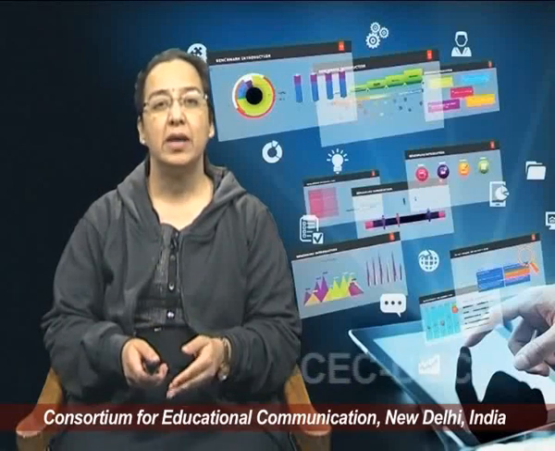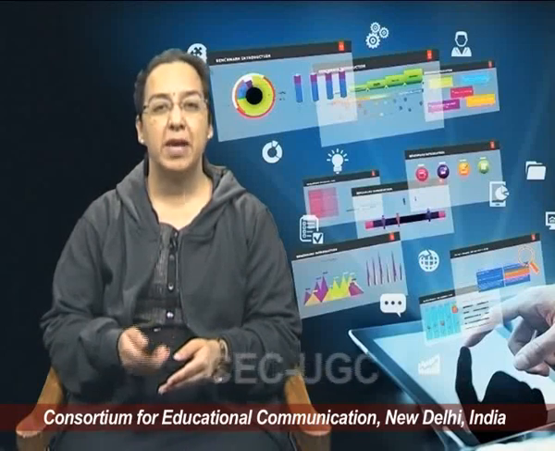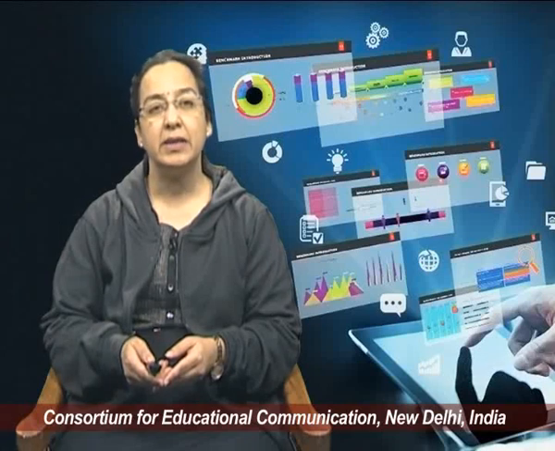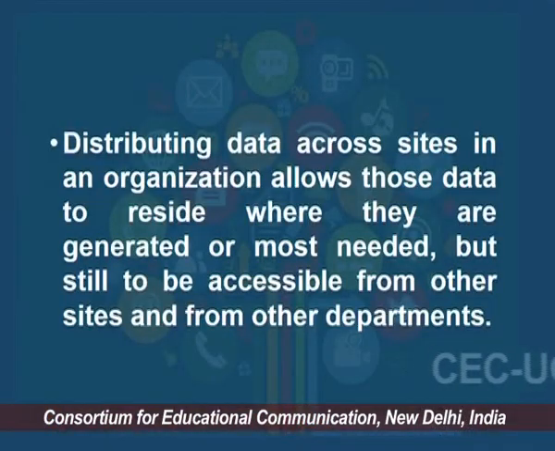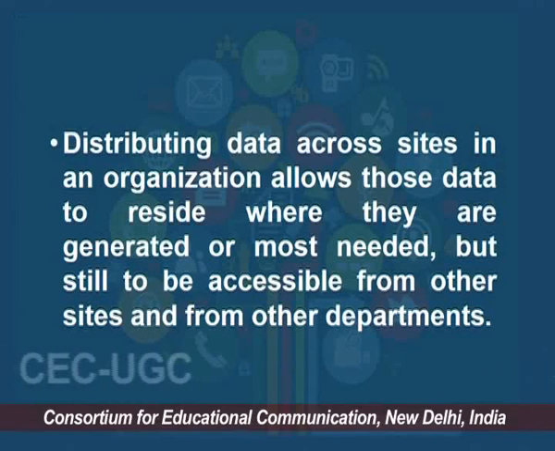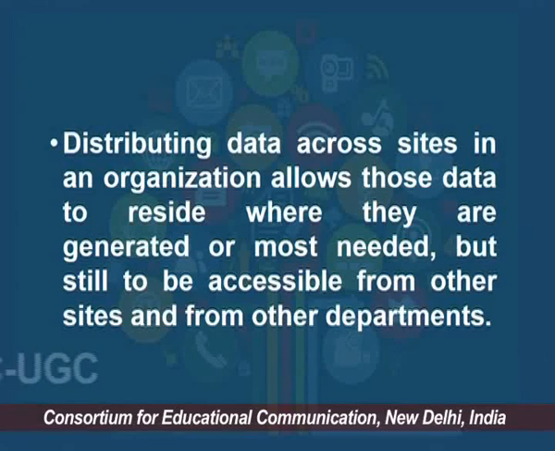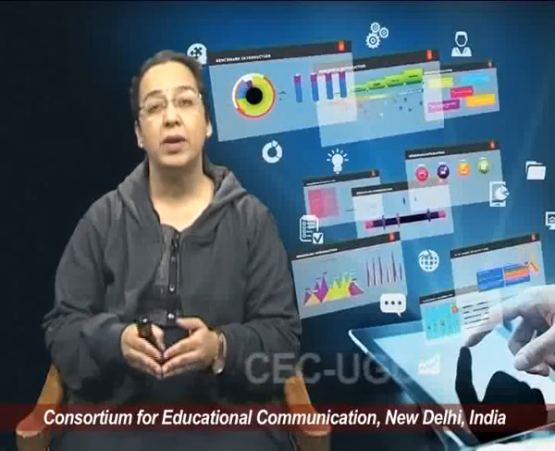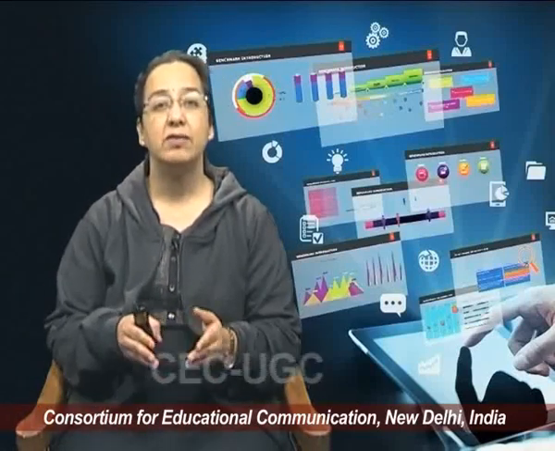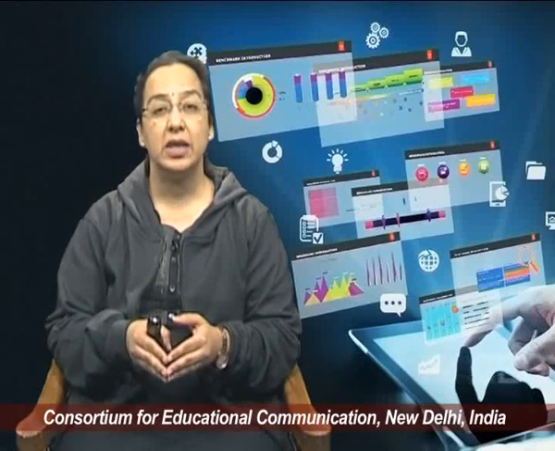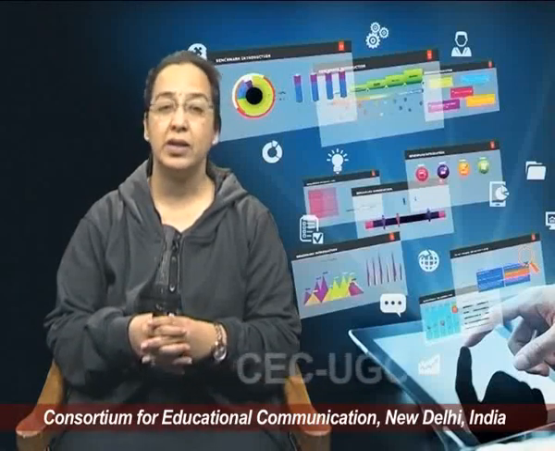So we have seen two examples: the need for division of work has led to the client server database system, and the need for parallel query processing has led to the parallel database system. The third concept is distributing the data across sites in an organization. This gives rise to a distributed database, not a centralized architecture. Distributing the data across various sites allows the data to reside where it is most frequently needed, but it is still accessible from other sites and other departments.